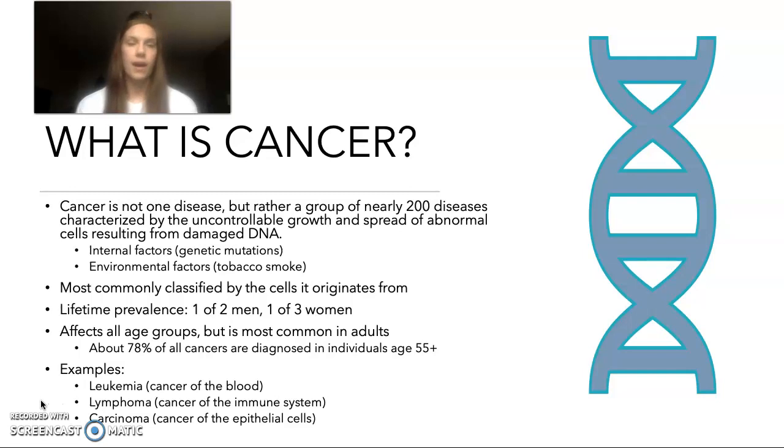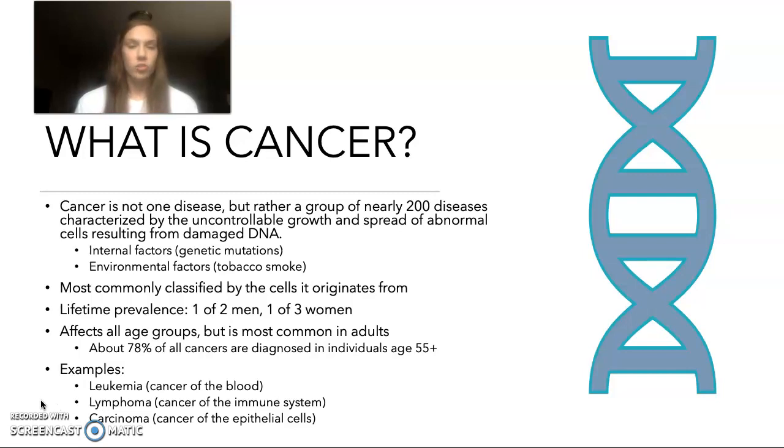DNA can become damaged by either internal or environmental factors. An example of an internal factor is a genetic mutation, and environmental factors could be something like tobacco smoke. Cancers are most commonly classified by the cells that they originate from. The lifetime prevalence of cancer is 1 of 2 men and 1 of 3 women. So essentially, what that means is in a lifetime, 1 of 2 men will be diagnosed with some type of cancer, while 1 of 3 women will also be diagnosed.